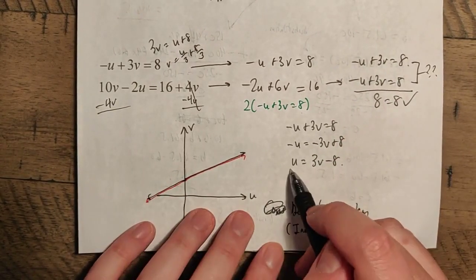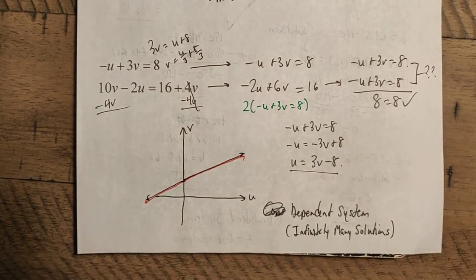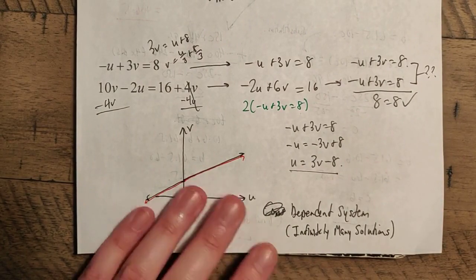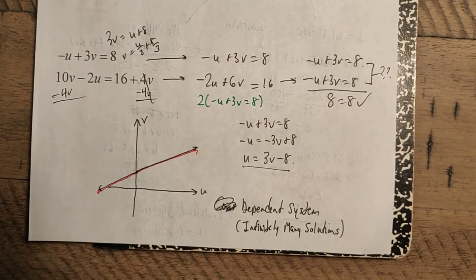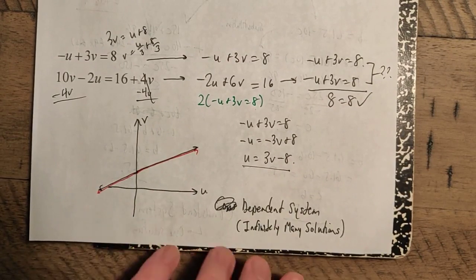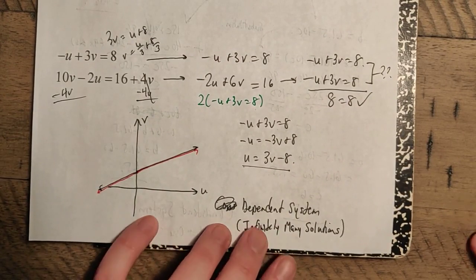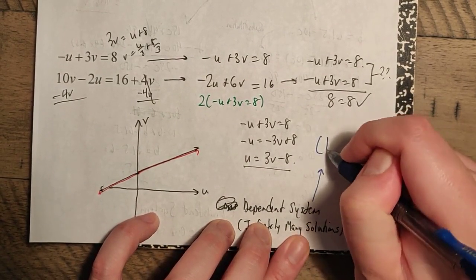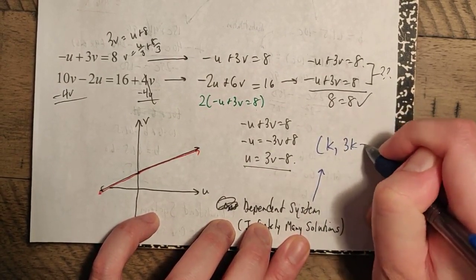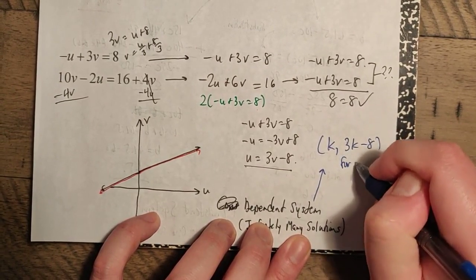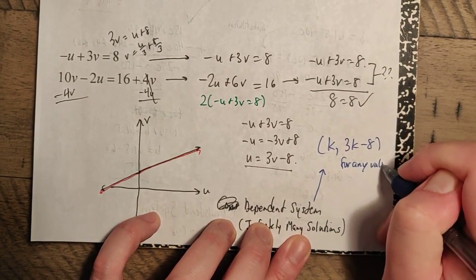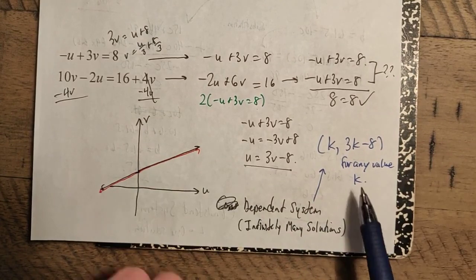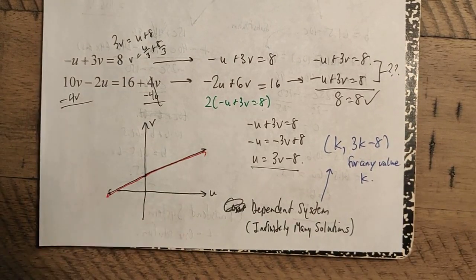So notice that this tells us that u is equal to 3v minus 8, and every solution has to satisfy this equation. So that means our solutions are going to be infinitely many, but if we want to write them out, it's going to be of the form k comma 3k minus 8 for any value k, right? So k is what is known as a parameter. This is just something that we have complete control over.